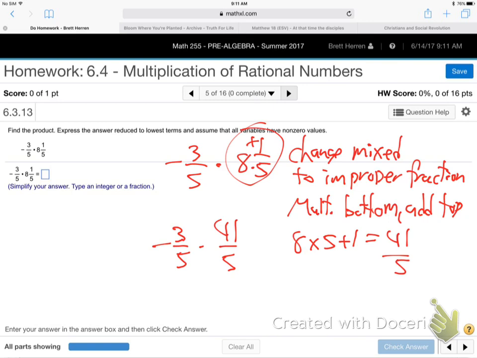And now, I would cross cancel if I could, but nothing cancels here. 5 doesn't go into 41. 3 and 5 have nothing in common. There's no cross canceling that can even happen. So just go straight. 3 times 41 is 123. 5 times 5, 25, and it's negative, because one negative sign is just negative. So you cross cancel whenever you can, and if nothing cross cancels, just go straight.